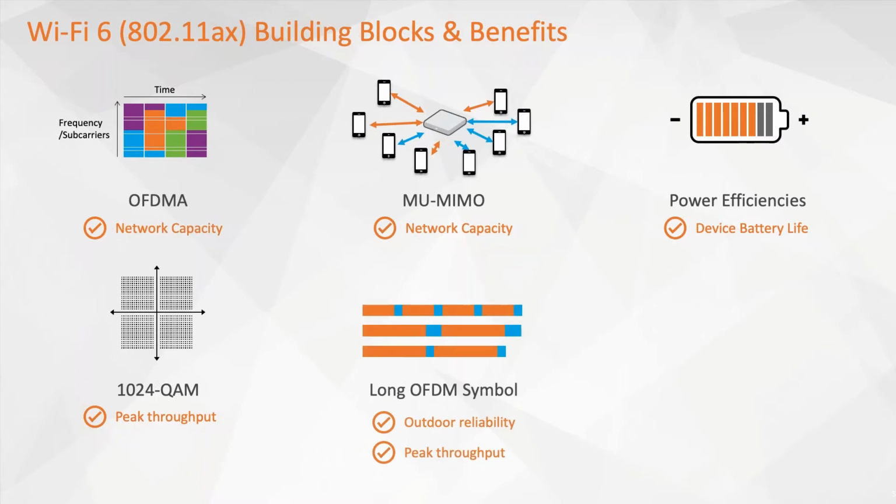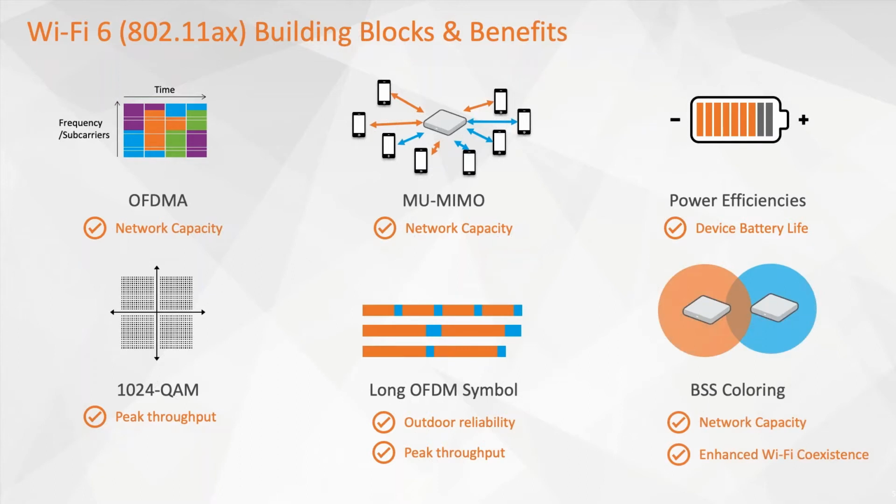Long OFDM symbol. So this is outdoor reliability. So it does increase throughput for outdoor signal. And I'll just leave that. And then lastly, BSS coloring. So this is an important innovation, especially in high density environments.